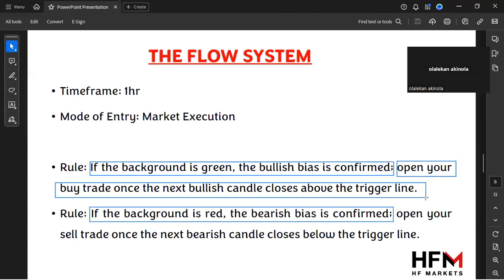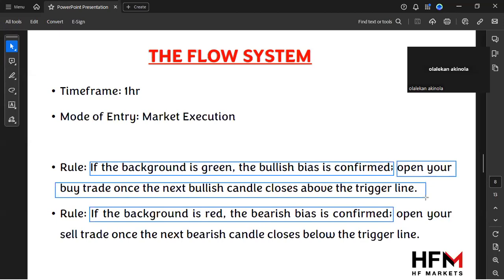Or you could also wait for a flow system signal because it also brings signals. But a way you could be efficient in a situation where the signal lags is you can always look to enter into a buy trade when the next bullish candle closes above the trigger line, when your bullish bias is confirmed.